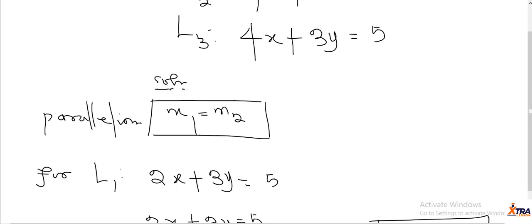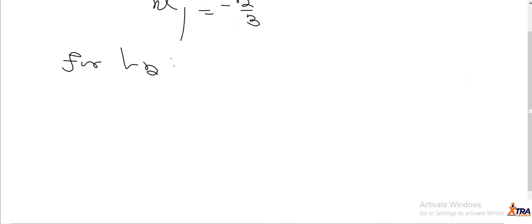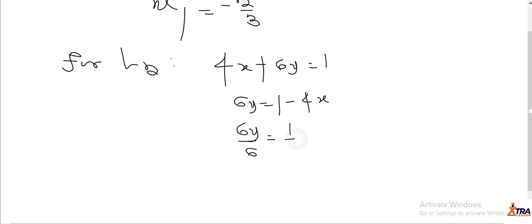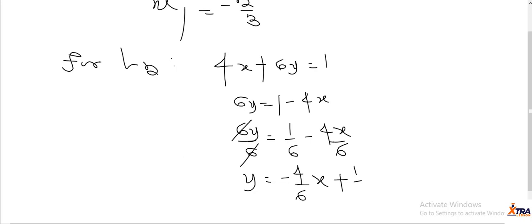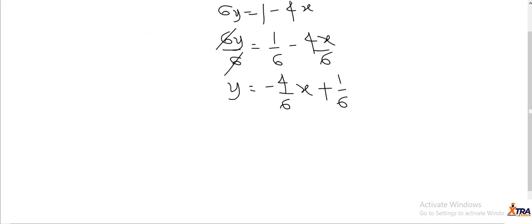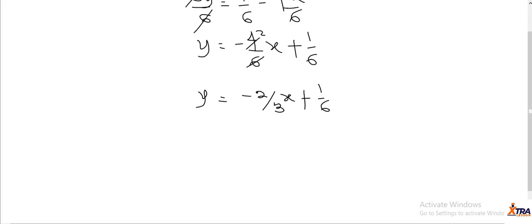Let's calculate the gradient of L2 as well. For L2, we have 4x plus 6y equals 1. We do the same thing: we take 4x to the other side, so we have 6y equals 1 minus 4x. Divide by 6 over 6, giving 1 over 6 minus 4x over 6. The 6 cancels the 6, so we have y equals minus 4 over 6 x plus 1 over 6, which simplifies to minus 2 over 3 x plus 1 over 6. So for L2, the gradient M2 is equal to minus 2 over 3.